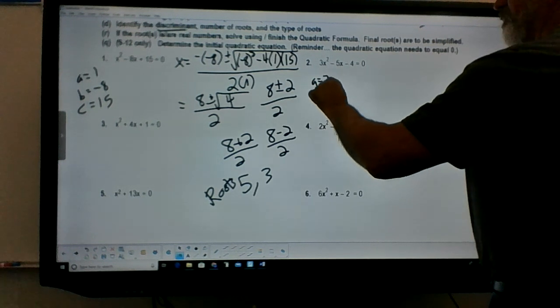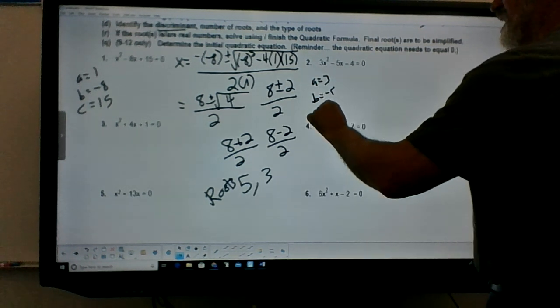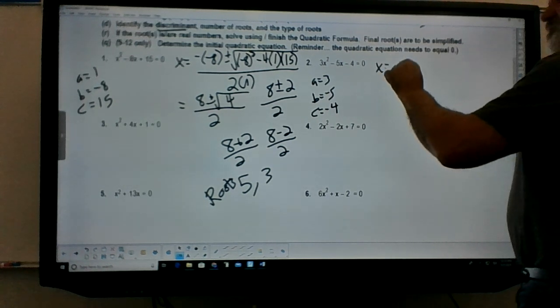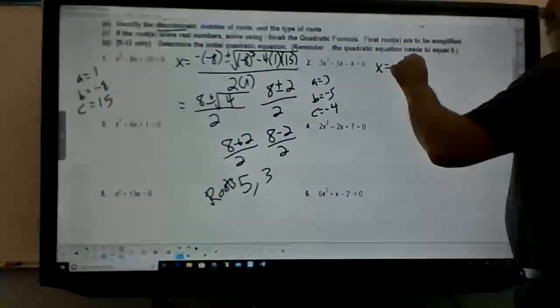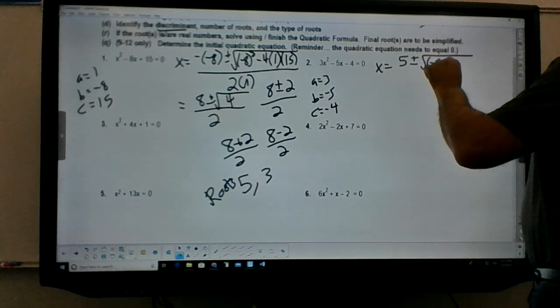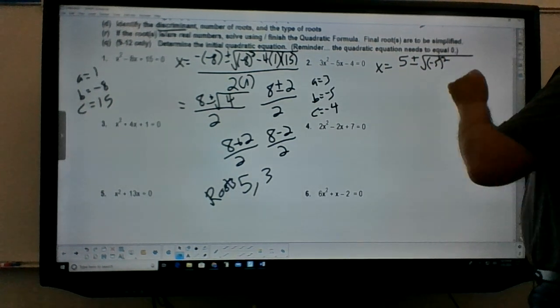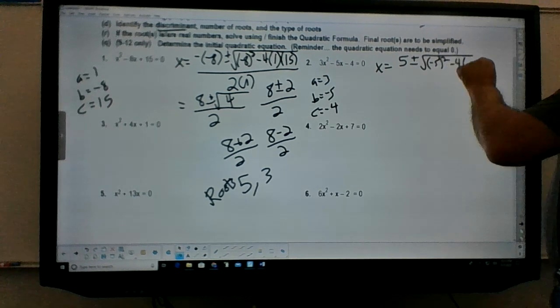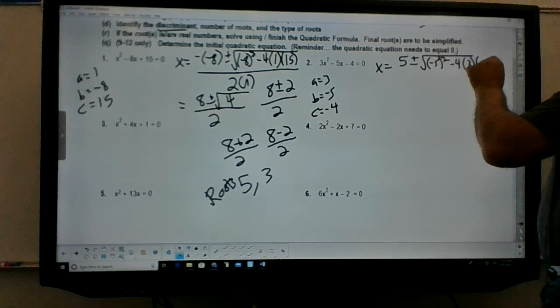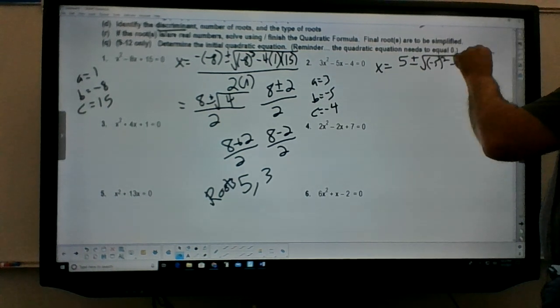So here we go. A is 3. B is negative 5. C is negative 4. X equals a negative of negative 5, which is 5, plus or minus square root of negative 5 squared, b squared, minus 4 times 3 times negative 4.